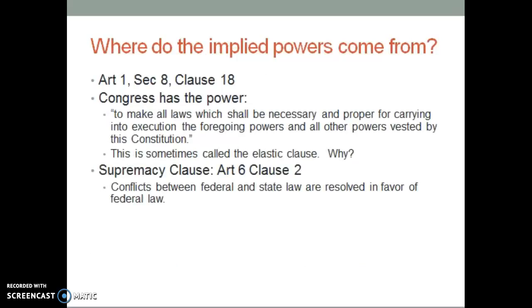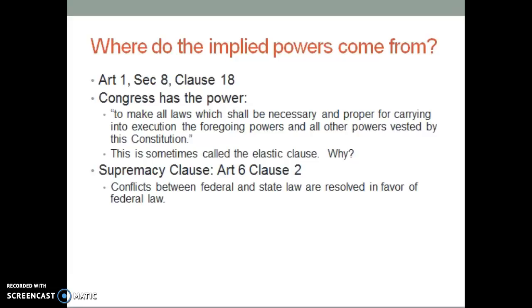So where do these implied powers come from? Well, they come from Article 1, Section 8, Clause 18 of the Constitution. Congress has power to make laws that shall be necessary and proper for carrying into execution the foregoing powers and all other powers vested by this Constitution. Take a second to look at that, read it.